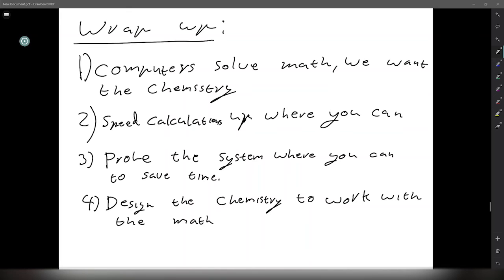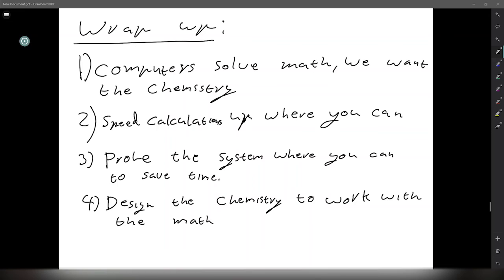Another thing is just probe the system where you can to save time. Most of these systems you're going into completely blind or majoritively blind. So you need to basically probe the system where you can to get as much information as possible, to understand how everything's working, what is working, what isn't working, and just do that.